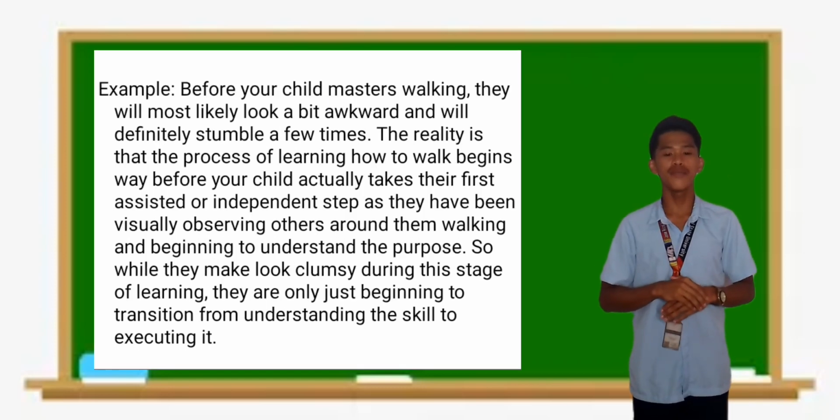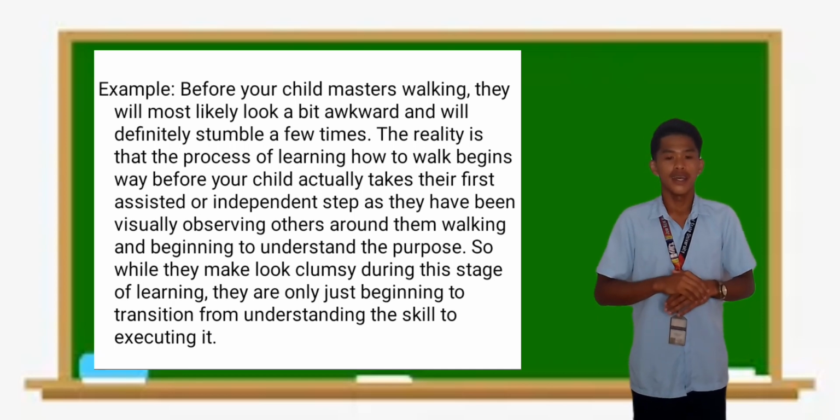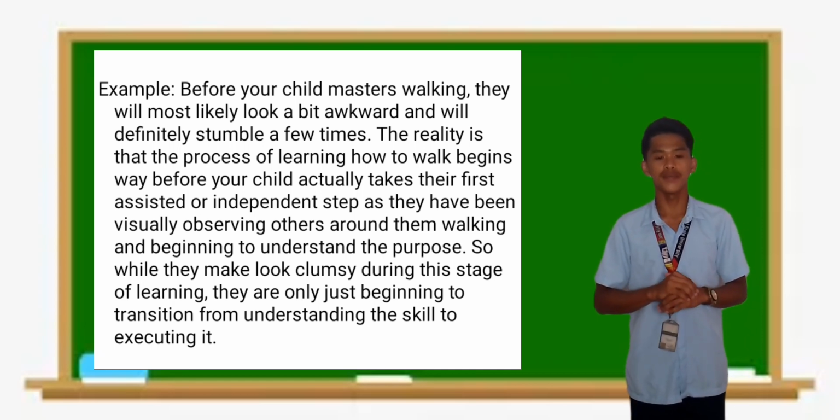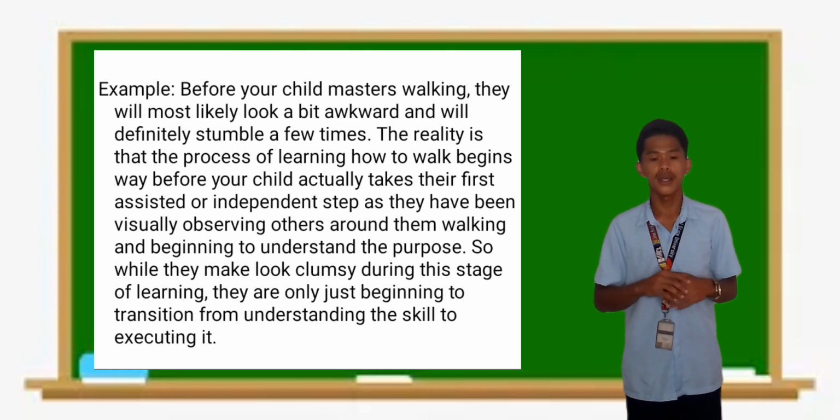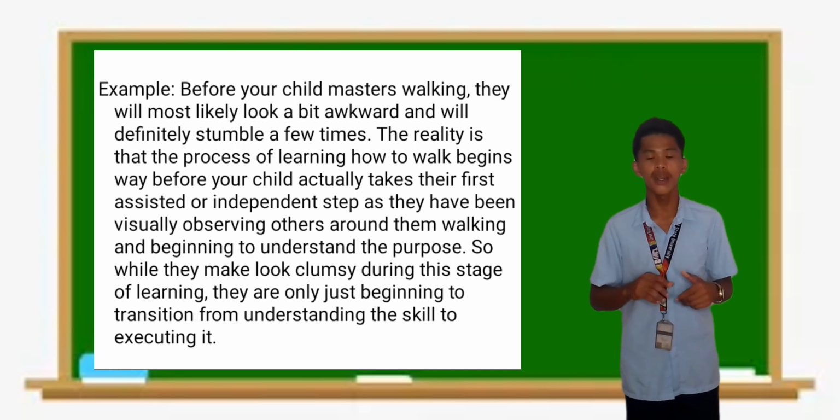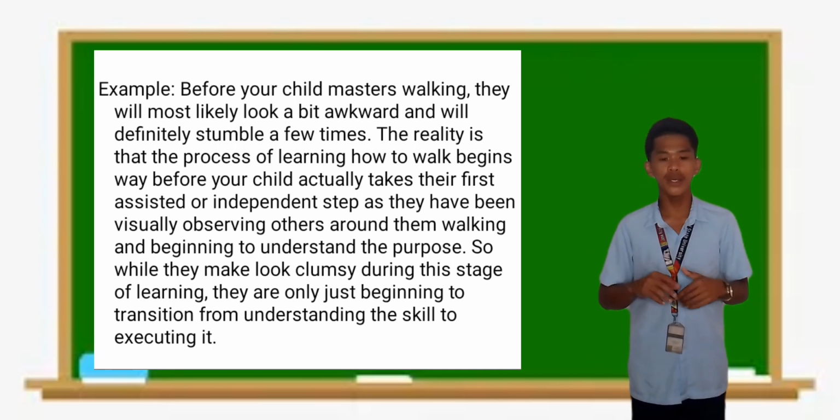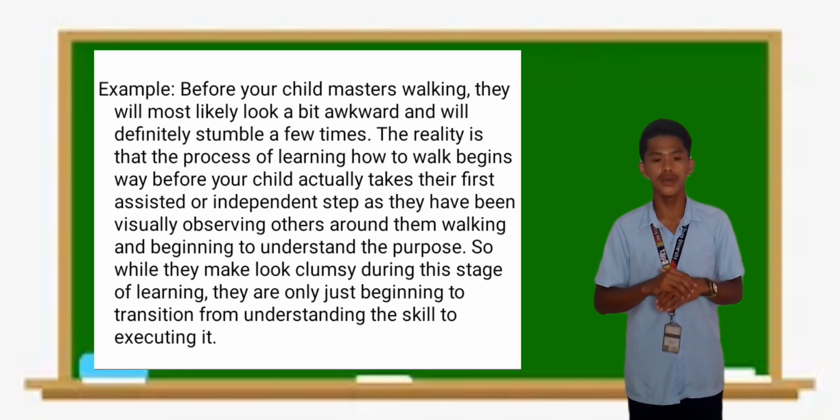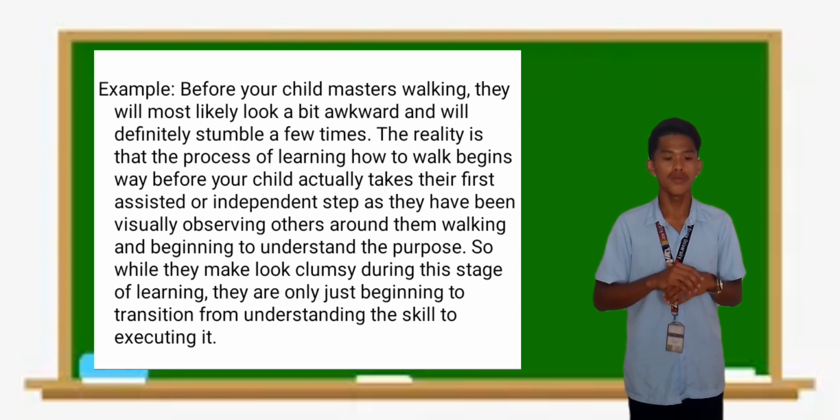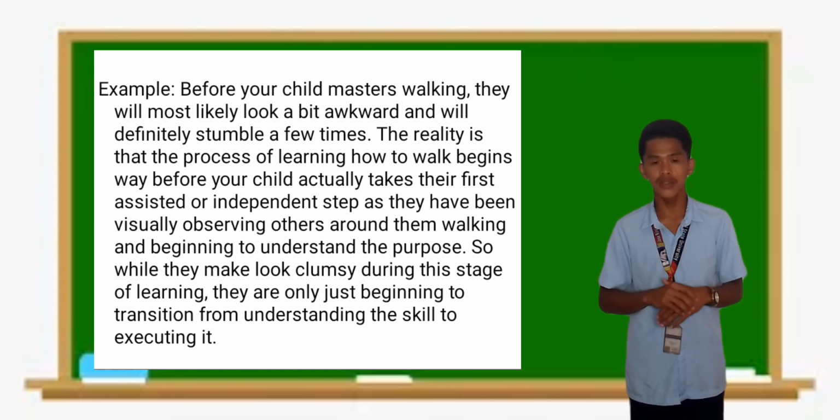Example: before a child masters walking, he will most likely look a bit awkward and will definitely stumble a few times. The reality is that the process of learning how to walk begins way before your child actually takes their first assisted or independent step, as they have been visually observing others around them walking and beginning to understand the purpose. So while they may look clumsy during this stage of learning, they are just beginning to transition from understanding the skill to executing it.